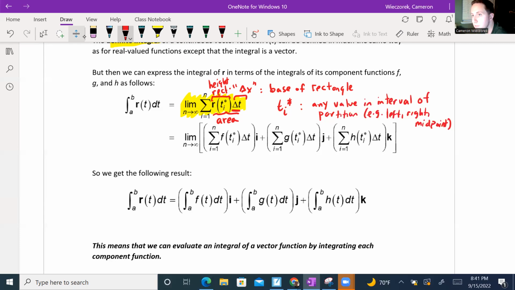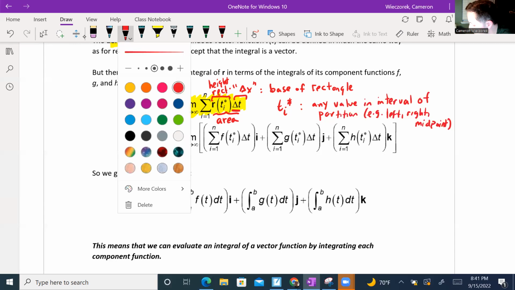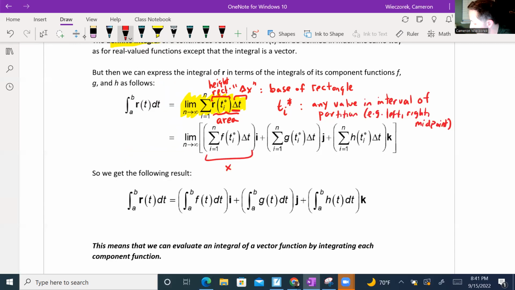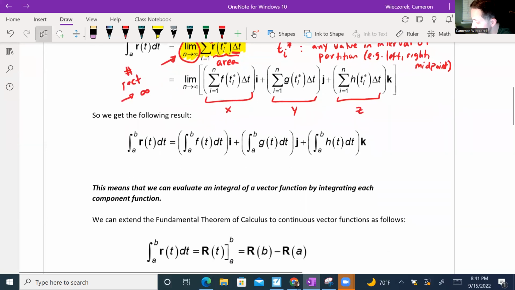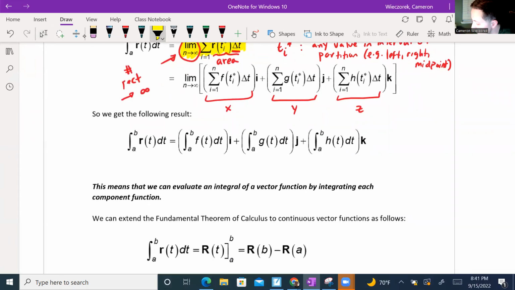Okay. But we're still basically adding up bases and heights. The difference is we have to do it 3 times. We have to do it for the x component of the vector valued function, we have to do it for the y component, and we also have to do it for the z component. Okay. Remember what the limit in front means? This means we're letting the number of rectangles grow to infinity. And the size of the rectangles should be getting thinner and thinner as you increase the number of rectangles.